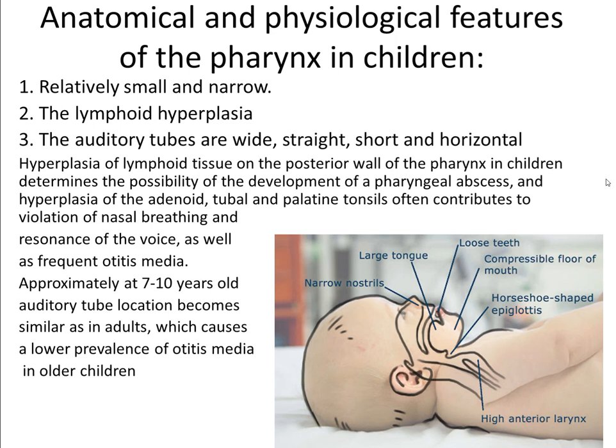Hyperplasia of lymphoid tissue on the posterior wall of the pharynx in children determines the possibility of the development of a pharyngeal abscess, and hyperplasia of the adenoid, tubal, and palatine tonsils often contributes to violation of nasal breathing and resonance of the voice, as well as frequent otitis media. Approximately at 7 to 10 years old, auditory tube location becomes similar to that in adults, which causes a lower prevalence of otitis media in older children.